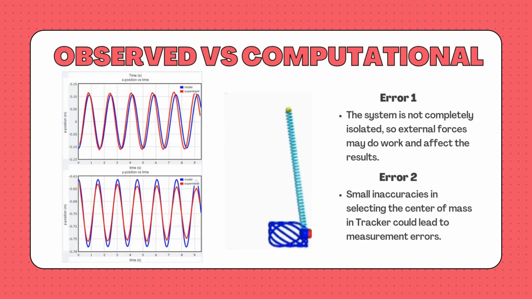And then the second error was that small inaccuracies in selecting the center of mass in the tracker software could also lead to measurement errors. So I could have not selected the center of mass accurately each time.